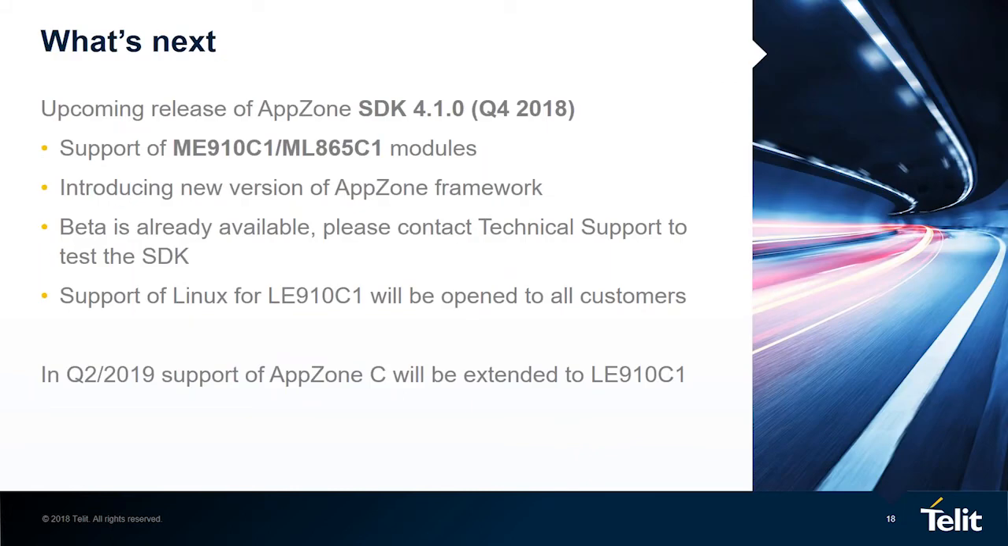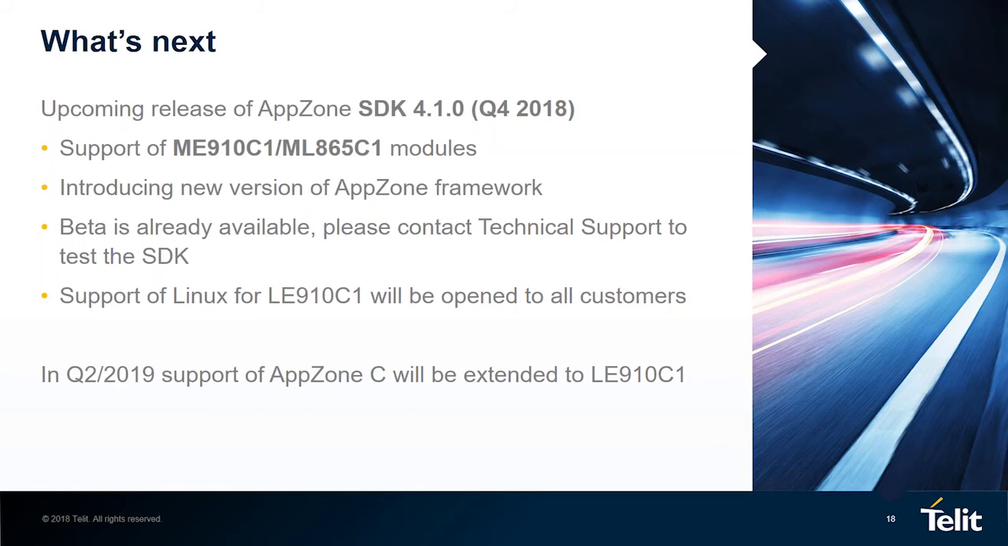So what's next? There is a new release of AppZone SDK that we are testing, and we are almost ready to launch in the next quarter. This should happen at the end of next month. And this release will introduce the official support of the ME910 C1 and the ML865 C1 modules. We are also going to release with these new modules an updated version of the AppZone C frameworks, introducing POSIX compliance, for instance, and other new features. But we will still guarantee the compatibility with the past.